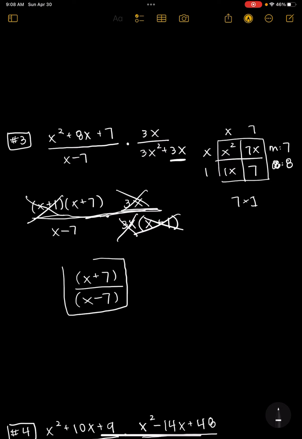Unfortunately, even though they look really similar, you can't simplify those because one has a plus and one has a minus. And so that is our final answer.